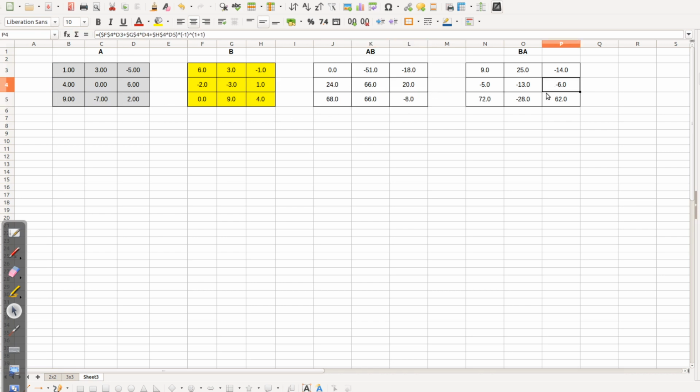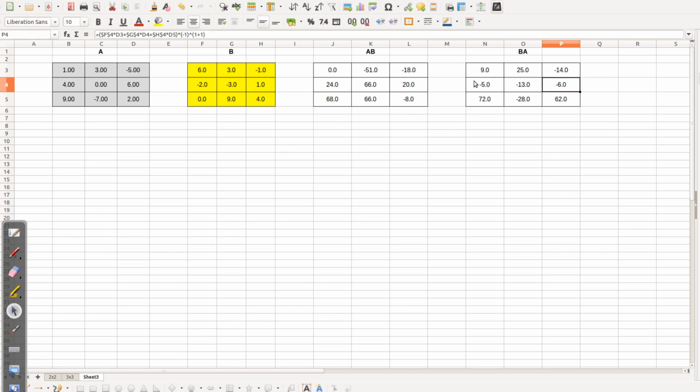Likewise, here this is BA, where you are multiplying B with A. B is the first matrix and A is the second matrix. So for element 2, 3, second row, third column, take the second row here and the third column here, multiply them and you get this.